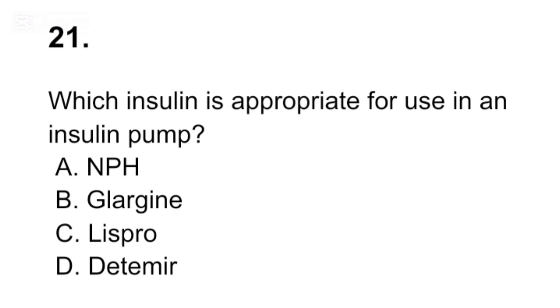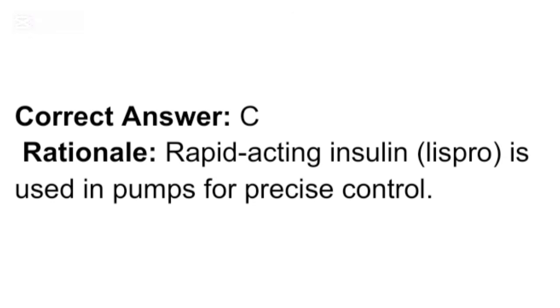21. Which insulin is appropriate for use in an insulin pump? A. NPH. B. Glargine. C. Lispro. D. Detemir. Correct answer, C. Rationale: rapid-acting insulin, Lispro, is used in pumps for precise control.